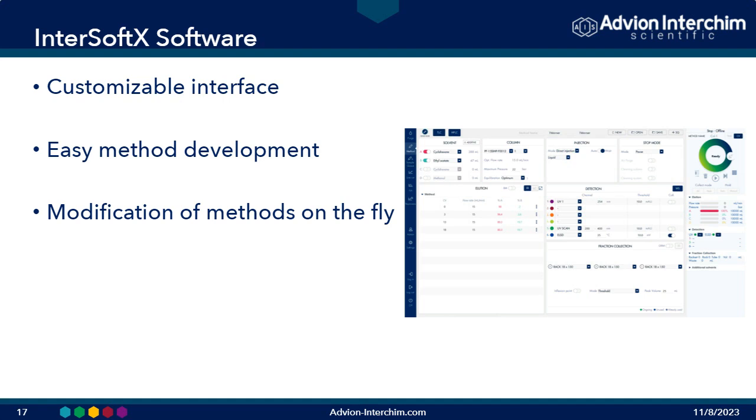Okay, so our IntersoftX software is a highly customizable interface. So you can kind of make it your own so that you're comfortable with the interface itself. It's very easy to develop methods with or without the Genius app. And then it also allows for you to modify those methods on the fly. So if you want to change to a different wavelength that you're monitoring or change the flow rate, we're able to do that in the middle of a run without issue.